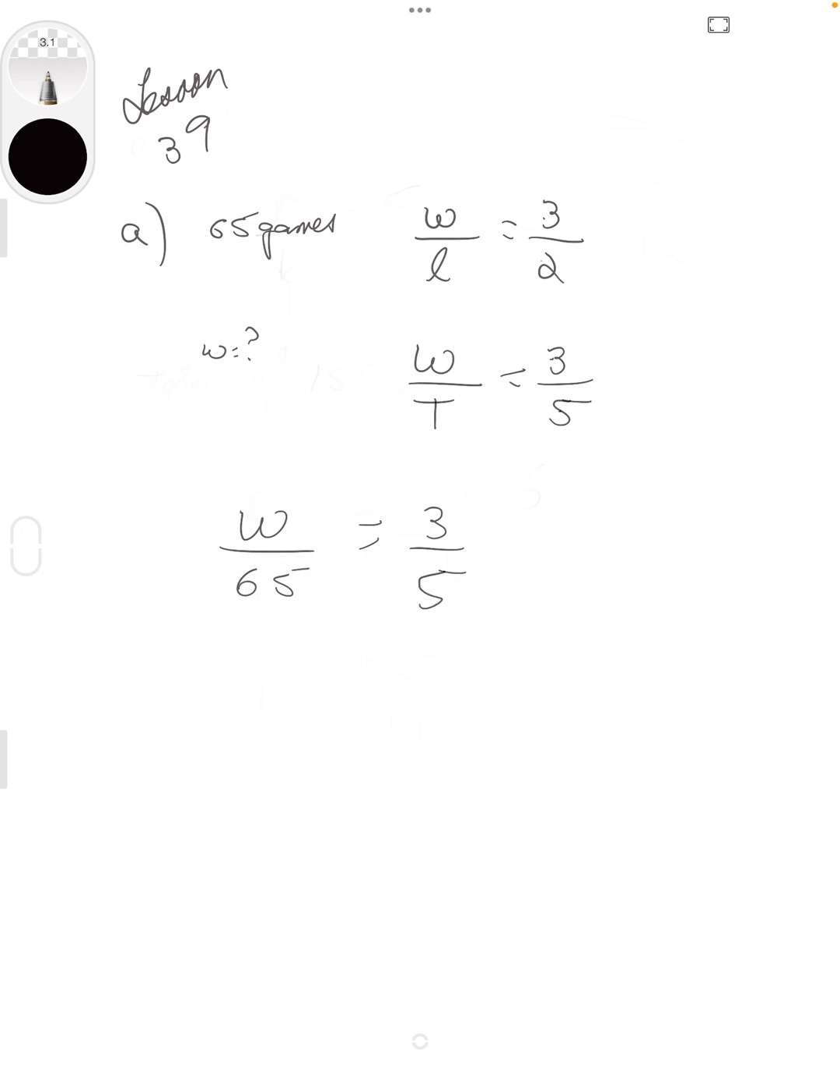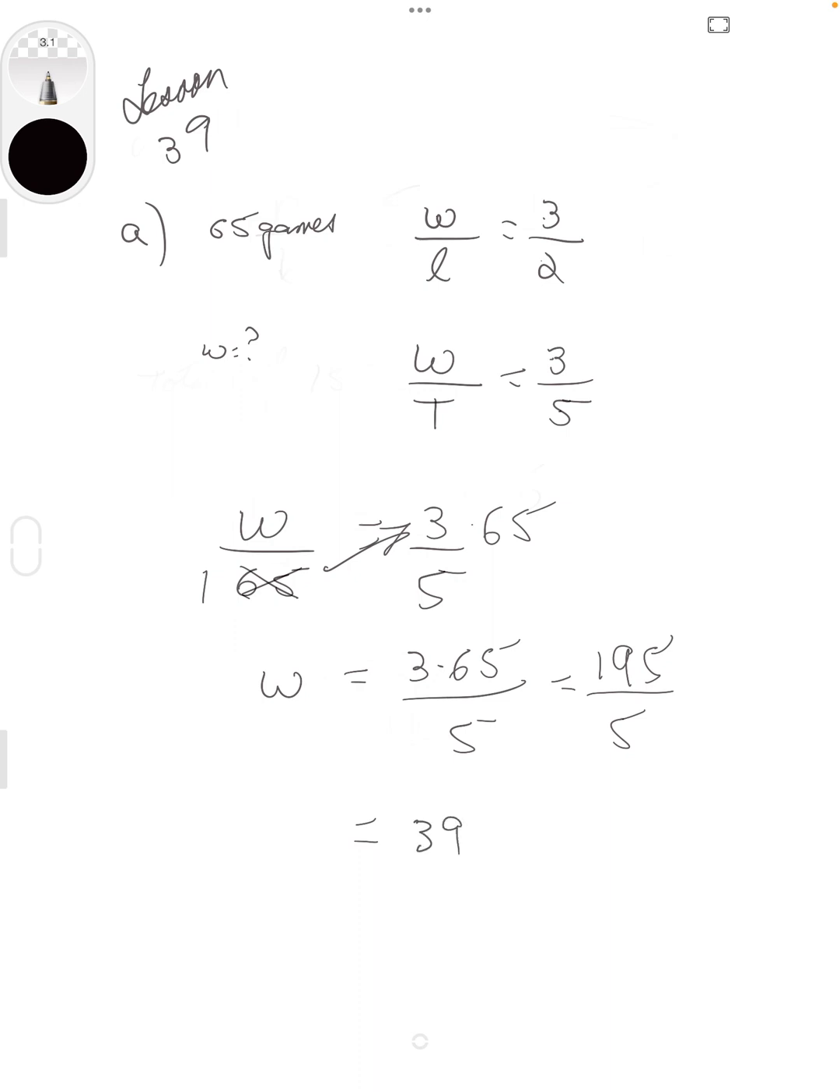Using my move swap, I'm going to move the 65 over, and I get 3 times 65 over 5. And again, when I move this over, I replace it with a 1, and the 1 I just leave off the fraction. And then 3 times 6 is 18, 3 times 5 is 15, so that's 195 over 5. And 195 over 5 is 39. Okay, and that's that.